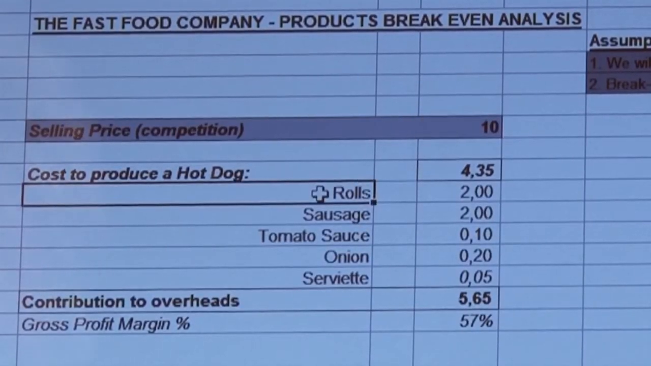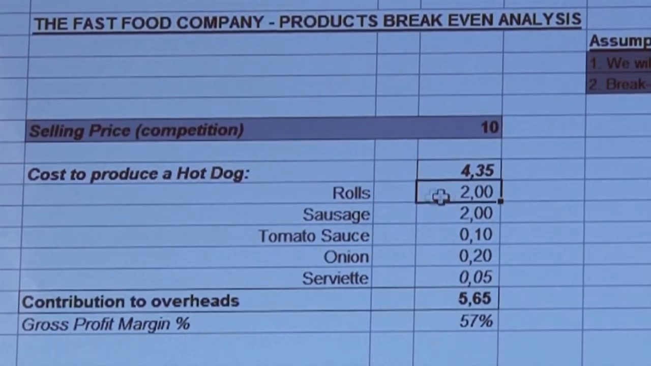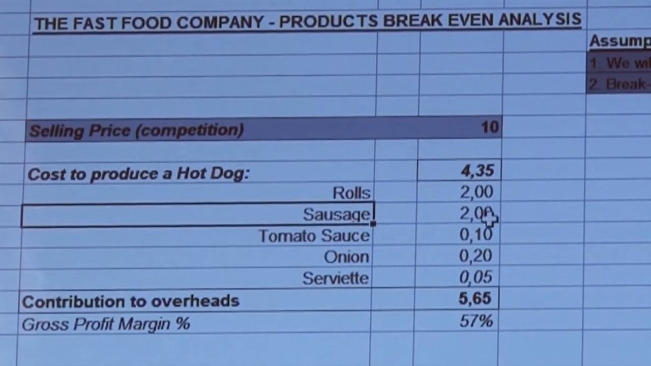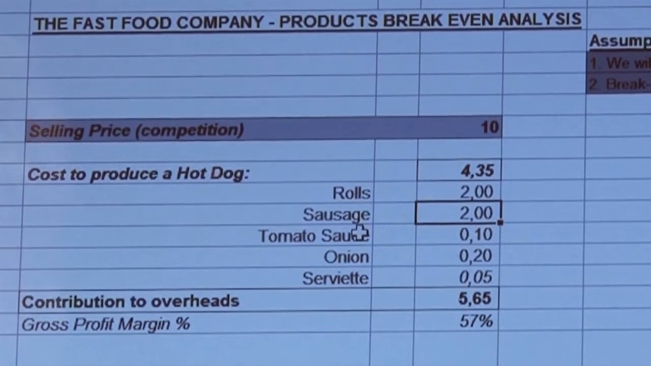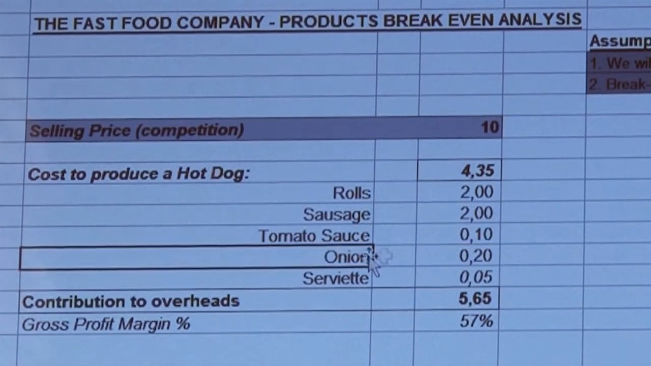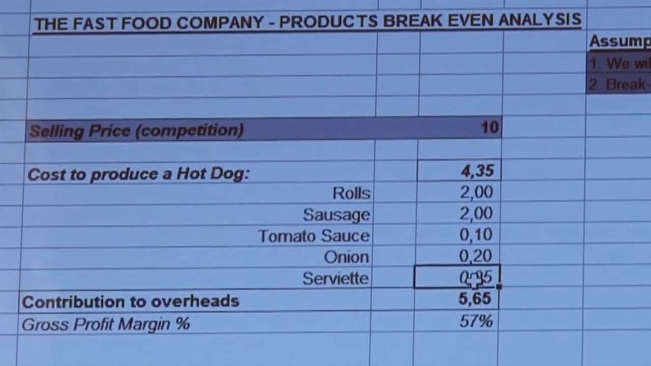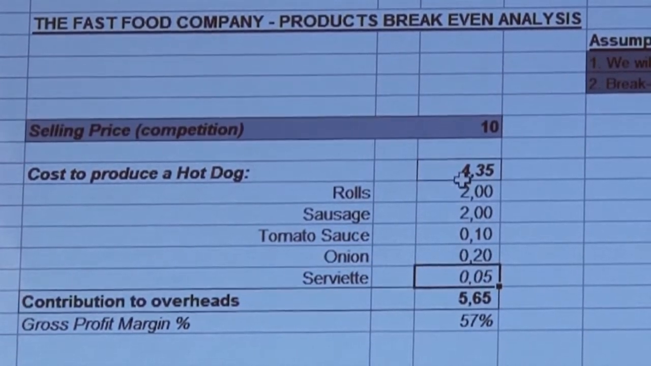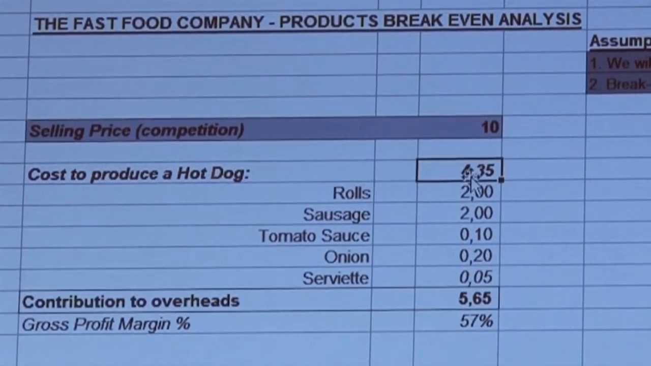We've got rolls, which cost 2 Rand per hot dog, a sausage, which costs 2 Rand per hot dog, tomato sauce that we put on the hot dog roll before we serve it at 10 cents, and onion slices at 20 cents per hot dog, and a serviette at 5 cents per hot dog. If you add those up there, you receive a cost price for the hot dog of 4 Rand 35. If you have a look at the sum and the total at the top here, I've summed it together and it's those all added together. So the cost of making a hot dog for our company is 4 Rand 35.